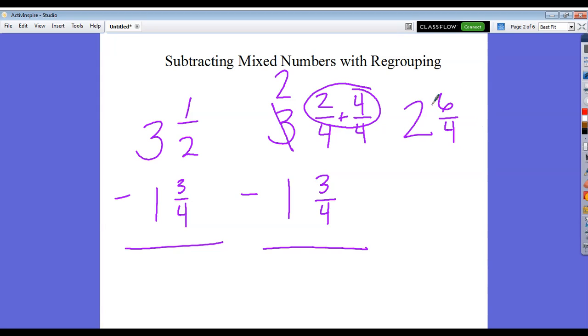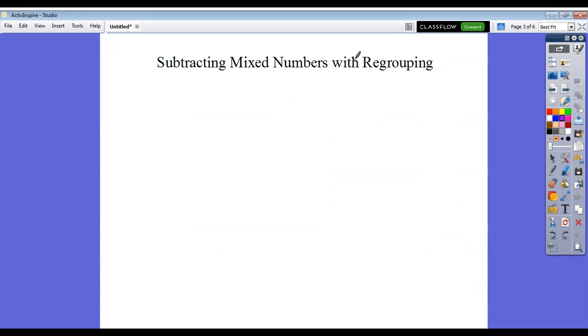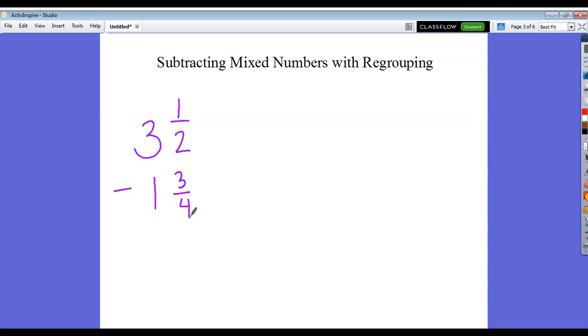Now you might say this is an improper fraction. I know, I did that on purpose, because now I can fully subtract because I have regrouped. So 6/4 minus 3/4 is going to give me 3/4, and then 2 minus 1 is going to give me 1. Now, another strategy that we could use is we could change our mixed numbers into improper fractions first.